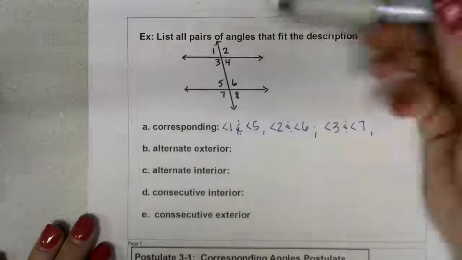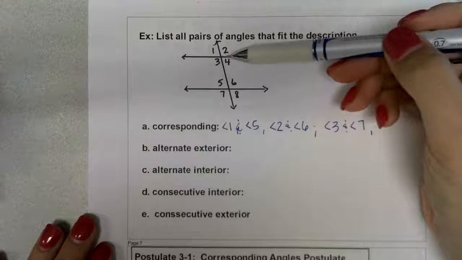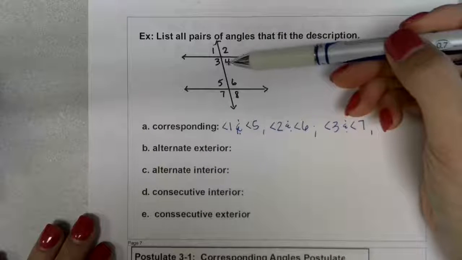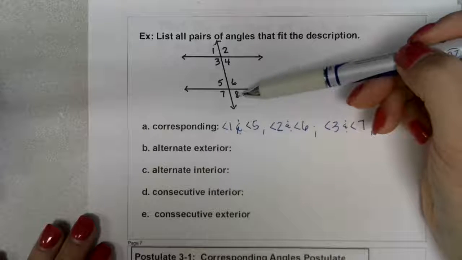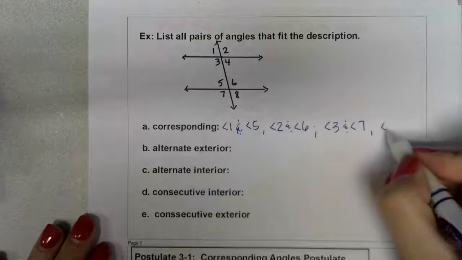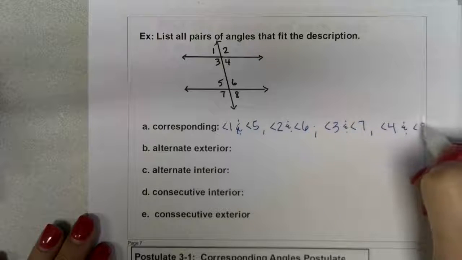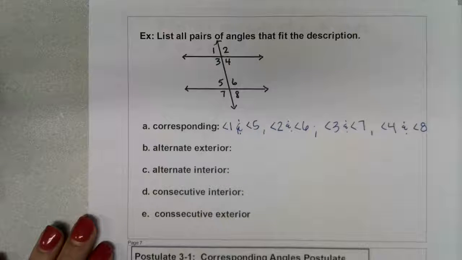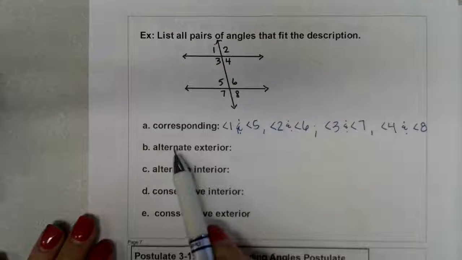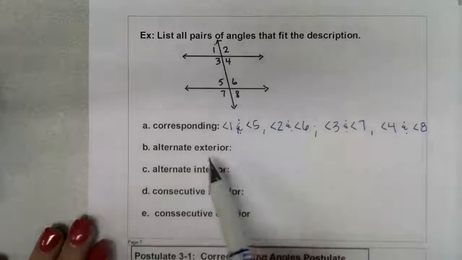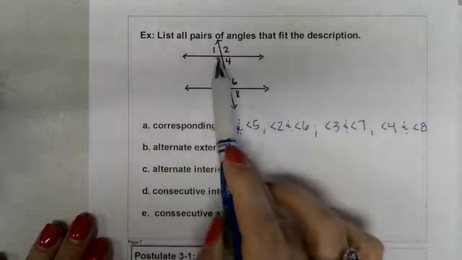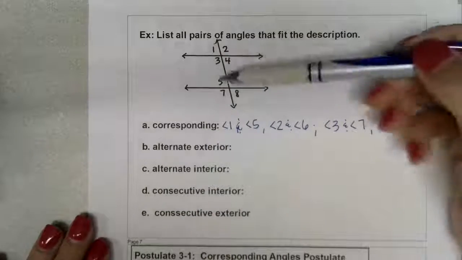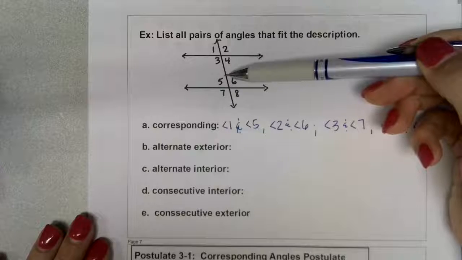And remember, the word alternate means opposite of your transversal. Okay, so if I'm looking at this exterior angle 1, if I look at the opposite side of the transversal, the exterior angle for angle 1 is going to be angle 8. All right? The same thing for angle 2. If I'm on the right side of my transversal out here, the opposite side would be angle 7.